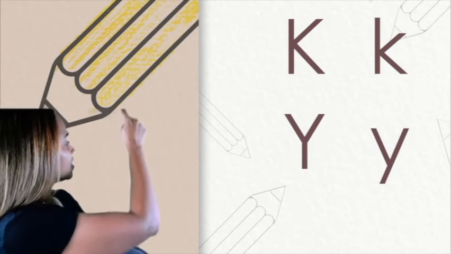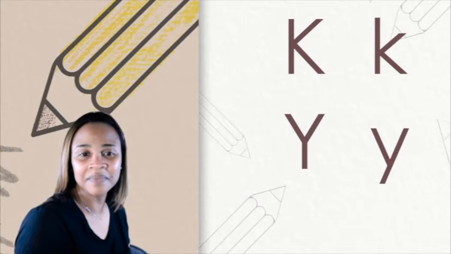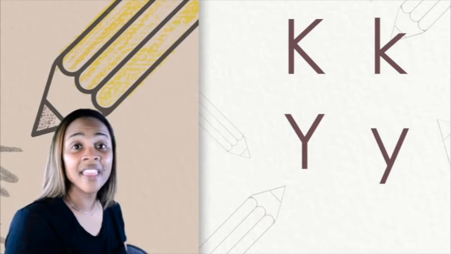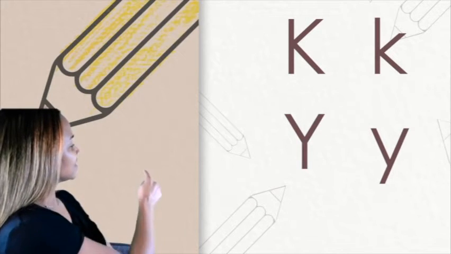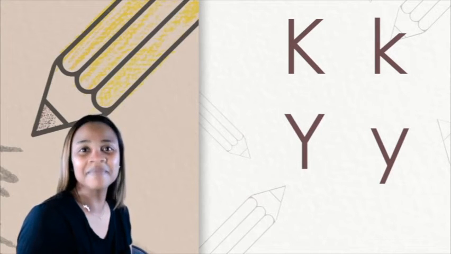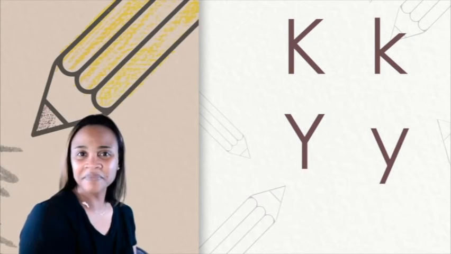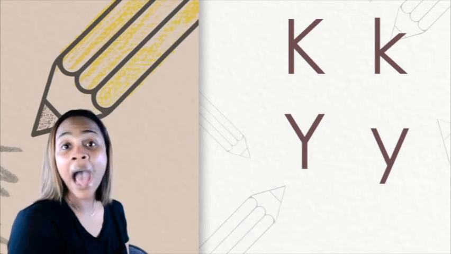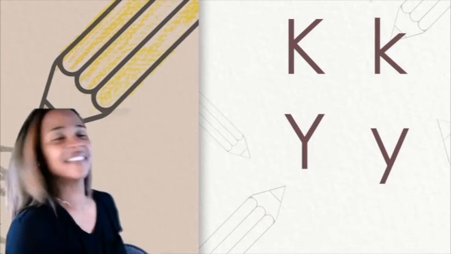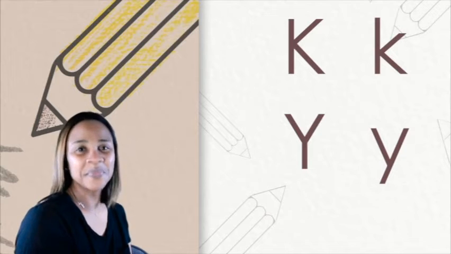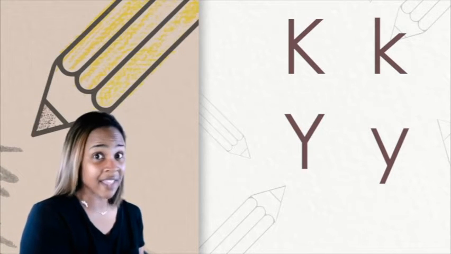Watch first. K. You try. Now let's try the uppercase Y. Watch first. Y. You try. Y. Now let's do our lowercase y. Watch first. Y. You try. Good. Y. Nice work with your skywriting.